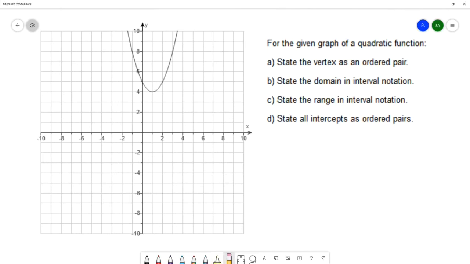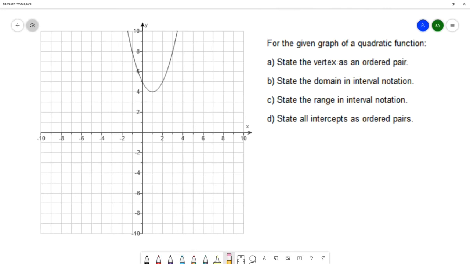For this question, we were given the graph of a quadratic function that you see on the left. And we want to answer the following questions. We want to state what the vertex is as an ordered pair, state the domain in interval notation, state the range in interval notation, and state all intercepts as ordered pairs. So we're going to start with the vertex.